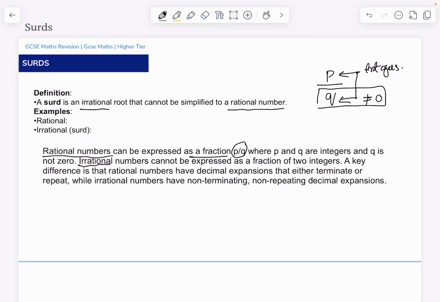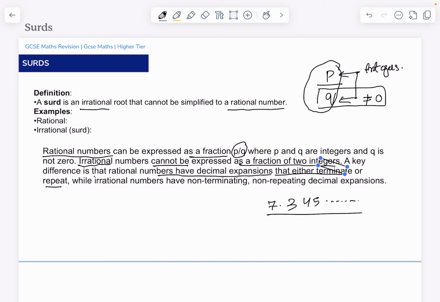Irrational numbers. What are irrational numbers? Irrational numbers are those numbers which cannot be expressed as a fraction of two integers. A key difference is that rational numbers have decimal expansions that either terminate or repeat, while irrational numbers have decimal expansions like 7.345 and so on. There is no repeating pattern in it. If there is a repeating pattern, then you can convert that type of decimal into p over q, or a over b.